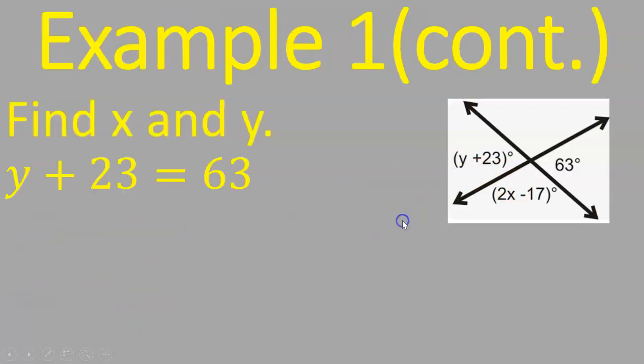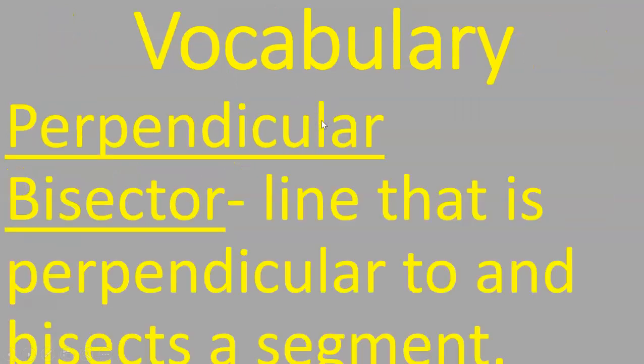If I go for the y, this time we'll forget the x. Notice that these angles are vertical angles, so they're congruent to one another. I can simply set them equal to each other and subtract 23 to get 40. So linear pairs and vertical angles, you're going to see those a lot in geometry.